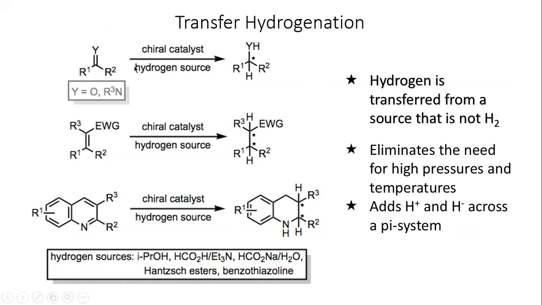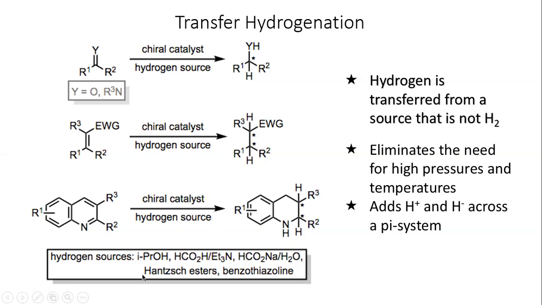So here you just have a chiral catalyst and a hydrogen source, and you can see it's the same result of a hydrogenation, but you're not using H2 hydrogen gas as your hydrogen source. And you can see right here, same thing. You have an alkene with an electron withdrawing group attached, and you're able to hydrogenate, in quotes, that alkene, but you're not using hydrogen. You're using some other hydrogen source. And same thing here, right? You're able to, again, hydrogenate or reduce the imine right here, as well as the alkene together. And you can do this asymmetrically by using a chiral catalyst.